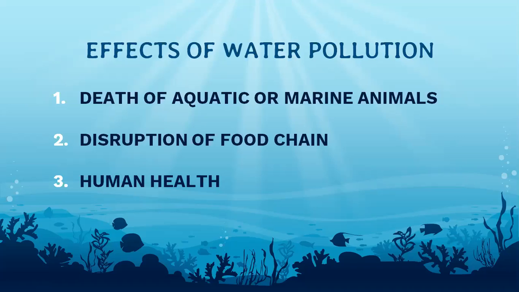Second one is disruption of food chain. Many of the pollutants in the water body contain harmful substances like pesticides, methyl mercury, etc. Many of these are not soluble in water, and they may get accumulated in the body of various marine organisms. As and when it passes up the food chain, this will affect the other elements in the food chain. This process is known as biomagnification.